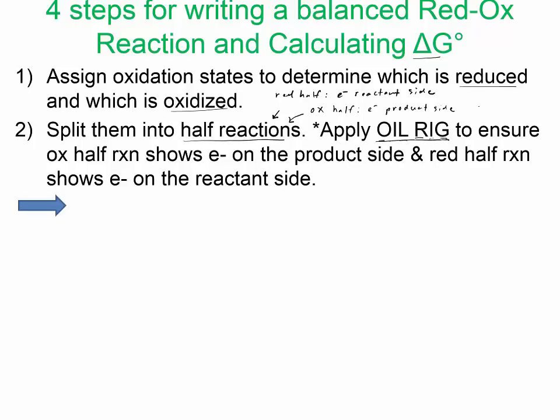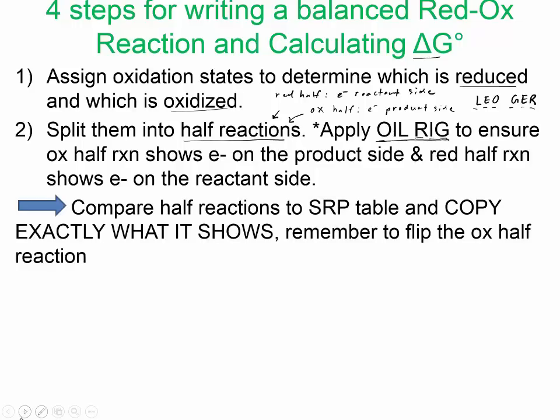Also, the other mnemonic that a lot of students prefer is LEO the lion says GER, G-E-R, and this is the same thing as OIL RIG. It's just a different order. So it's loss of electrons is oxidation, and a gain of electrons is reduction. And again, these mnemonics just help us split the reaction up correctly and help us remember that concept.